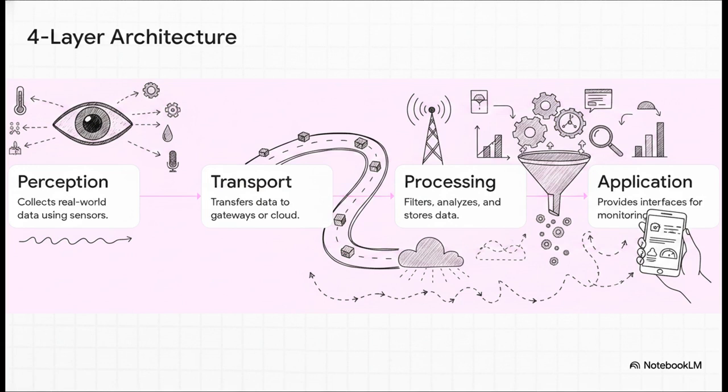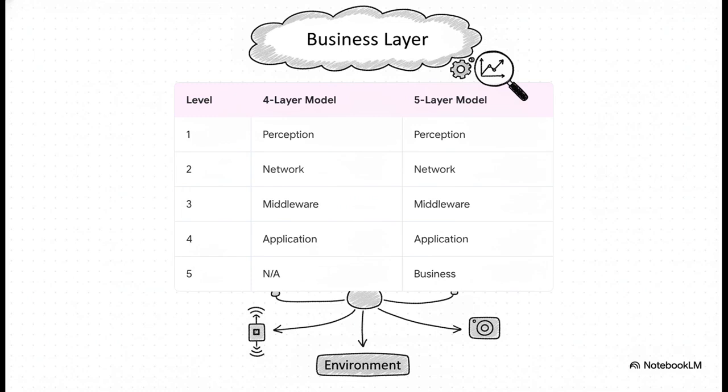Now, some organizations prefer a 5-layer model. This takes those exact same 4 layers we just discussed and caps them off with a business layer. This addition is super important because it helps humans actually manage the services and make strategic organizational decisions based on all that data. For instance, deciding whether a factory needs to order more supplies based on sensor readings. It basically bridges the gap between raw data analytics and real-world business outcomes, ensuring the technology serves a practical, profitable purpose.